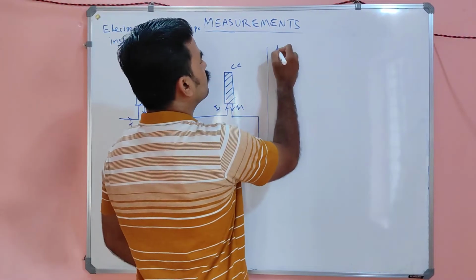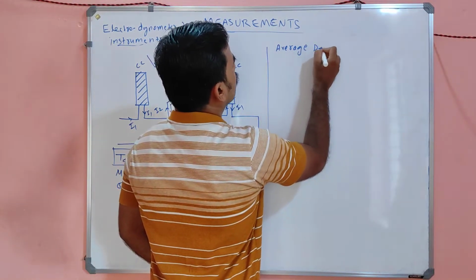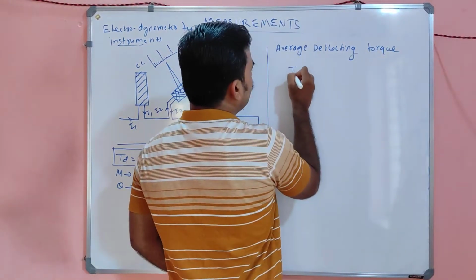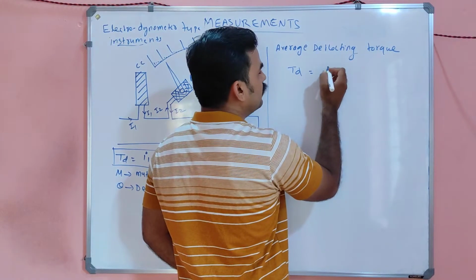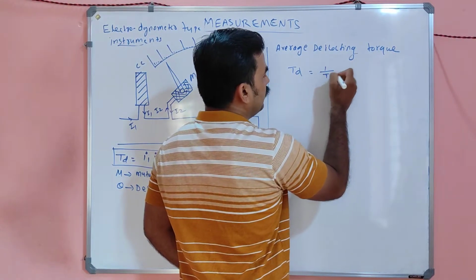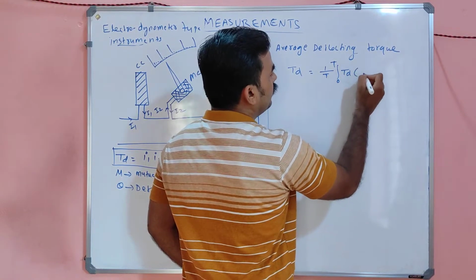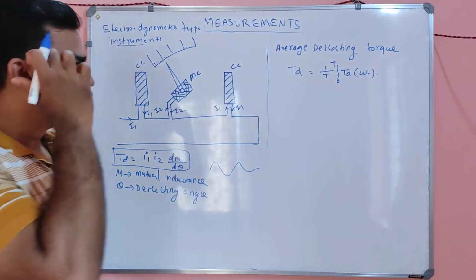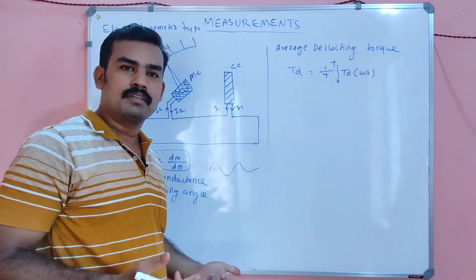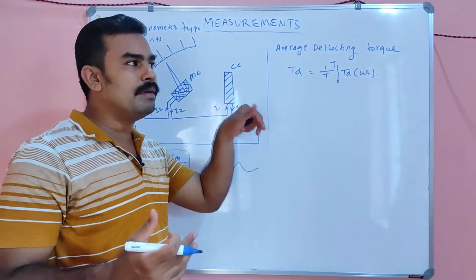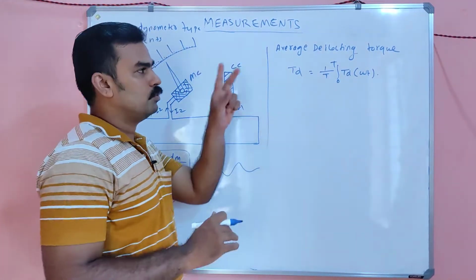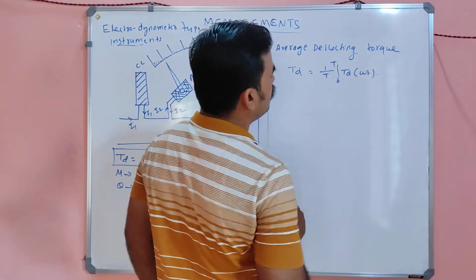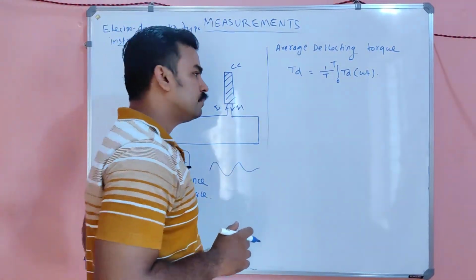So the average deflecting torque TD will be equal to what, my dear? It is nothing but 1 by T integral 0 to T of the instantaneous torque TD of omega t dt. That means we are simply integrating the instantaneous torque as an average. The average value is 1 by T into integral 0 to T of V of t dt. The RMS means root of 1 by T into integral 0 to T of V square of t dt. Am I correct? So the average value will be 1 by T integral 0 to T.